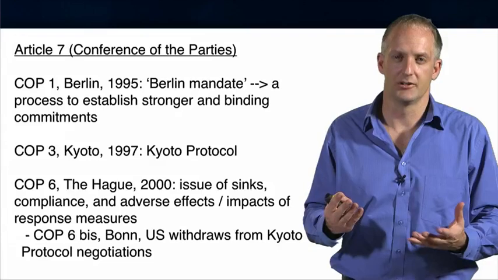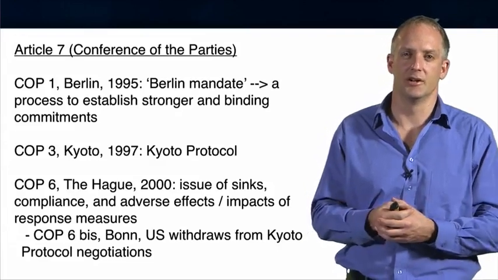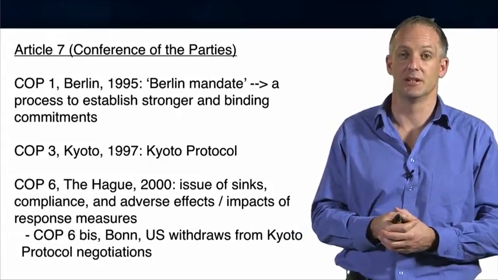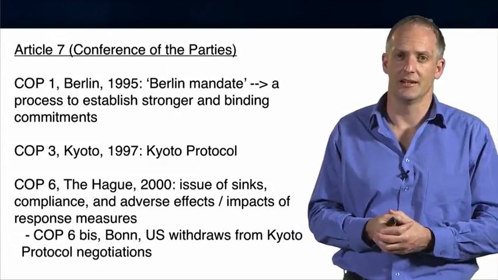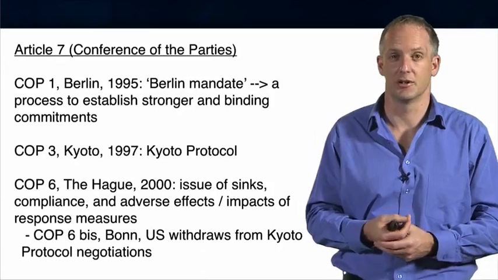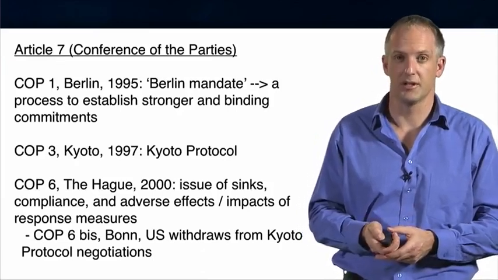COP6 was not concluded, and so a second COP6 bis held in Bonn subsequently had to be scheduled, and at that point the United States formally withdrew from negotiations on the Kyoto Protocol. So it's a very dramatic conference of parties.